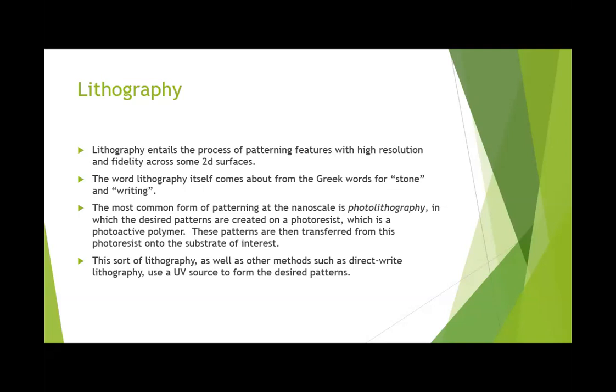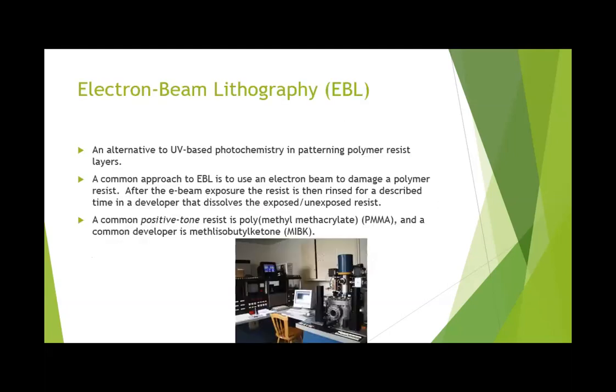Okay. So there are other sorts of lithography that use ultraviolet light, such as direct light lithography. But what I'm talking about today is electron beam lithography. It's an alternative to UV-based photochemistry, and it doesn't use photoresists. It does still use polymers and resists. But the big difference, obviously, is that instead of using UV, it uses an electron beam to damage the polymer, which again is called a resist.